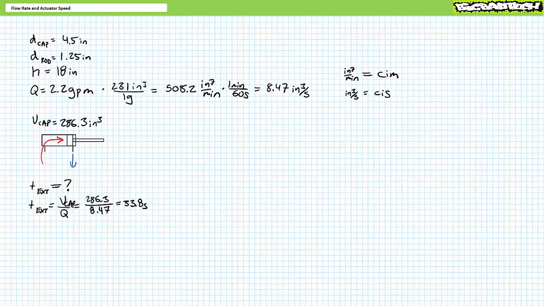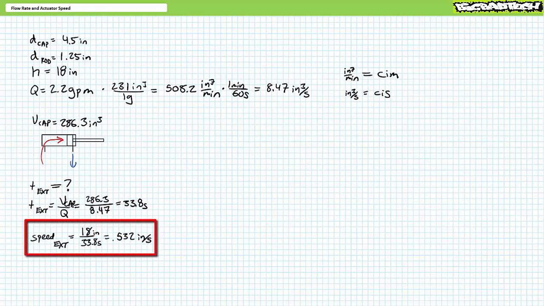If you want extension speed in units of inches per second, we are already set up for success. Speed is length per time. The rod moved 18 inches in 33.8 seconds, achieving a speed of roughly 0.532 inches per second. Slow indeed, but still faster than your lazy lab partner.